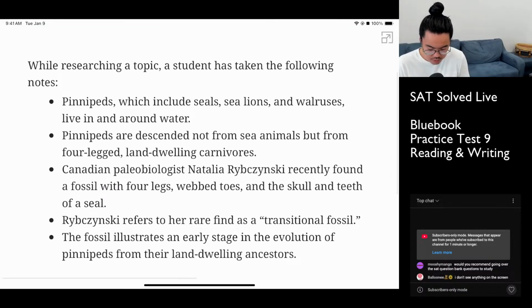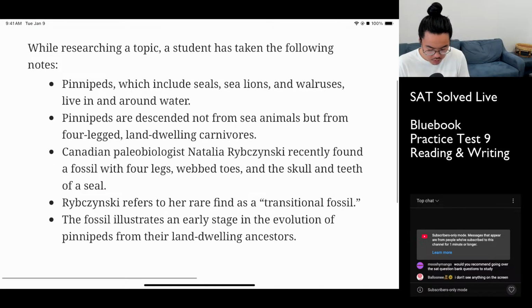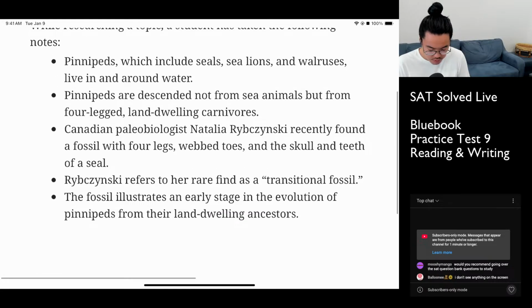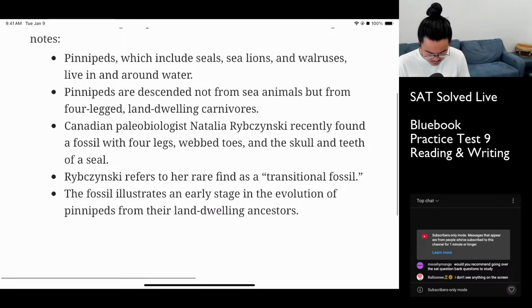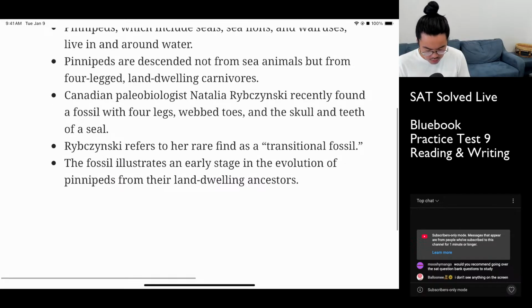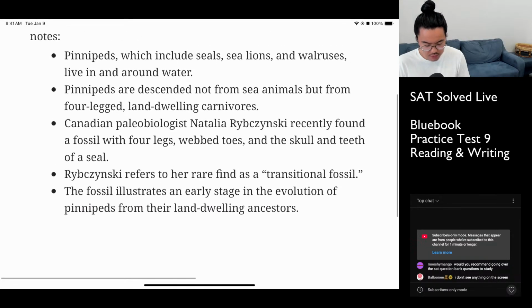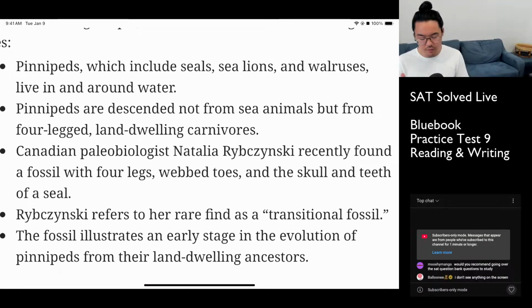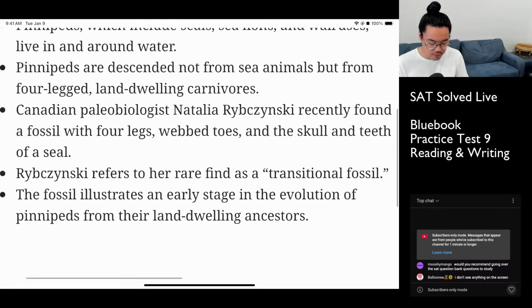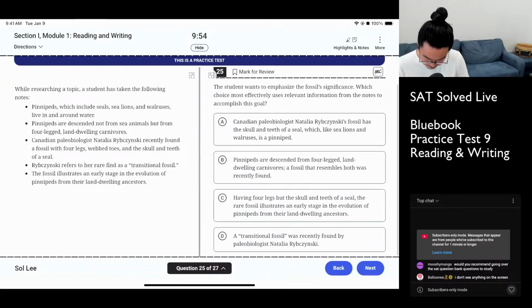A student has taken the following notes. Pinnipeds, seals, sea lions, walruses live in and around the water, and they're from land-dwelling carnivores. And they found a fossil with 4 legs, got it. Web toes, which was not mentioned before, and skull and teeth of a seal, okay. Transitional fossil, okay. Early stage in the, okay, so this is like an early seal. Got it. So fossil significance is it's a transitional fossil that illustrates an early stage in the evolution of pinnipeds.